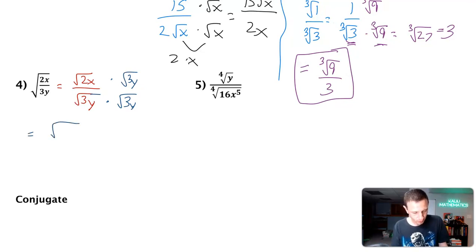On the top, we get the square root. 3 times 2 is 6. And then x times y is just xy. So square root of 6xy over. And then on the bottom, square root of 3y times square root of 3y is just 3y. Whenever you're multiplying the same thing in the radical, you just get whatever is on the inside.